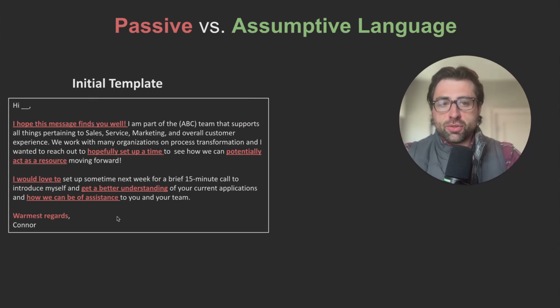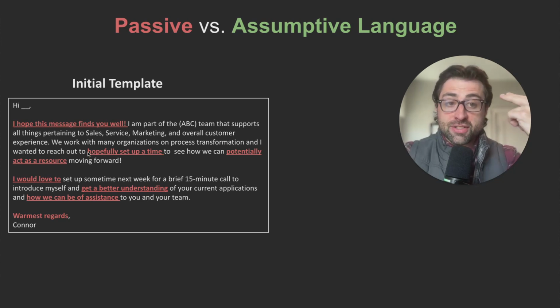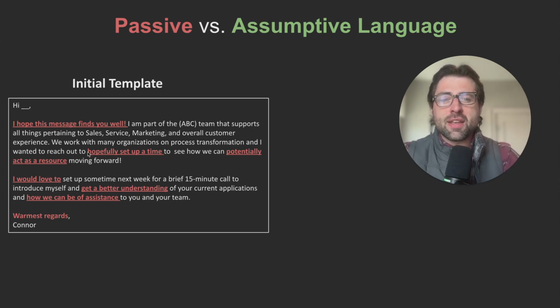So this is an initial template that is very representative of what I see out there. I've coached thousands of reps and there's lots of variations of this, but I highlighted in red all of the phrases that set off alarm bells in my head as passive, weak, and non-assumptive language. So it starts with even, I hope this message finds you well. I'll just read it first.